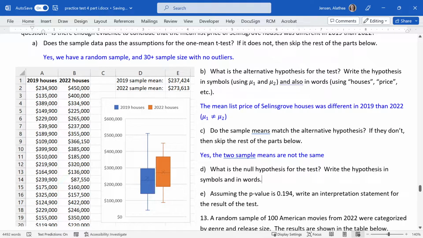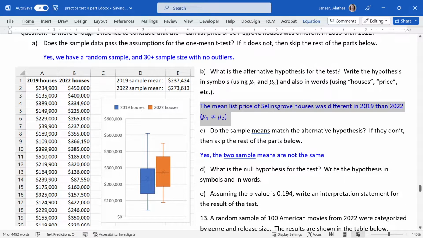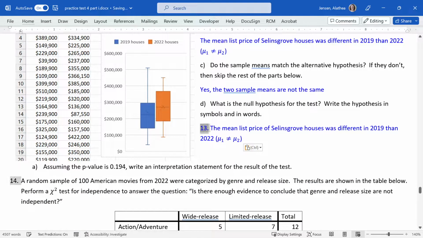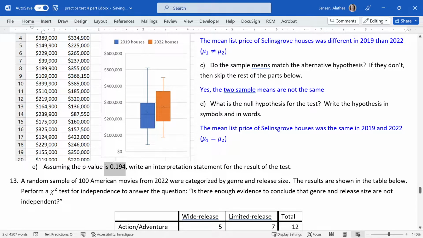Okay, null hypothesis. I'm just going to take my alternative, copy it, and then I'm going to make the words opposite. Okay, so mean list price of Selinsgrove houses was the same in 2019 and 2022, or in other words, mu1 equals mu2. Okay, so that is the null hypothesis. And now my p-value is the probability that I would have gotten sample data like what I got if that null hypothesis were true. So assuming the p-value is 0.194, write an interpretation statement.